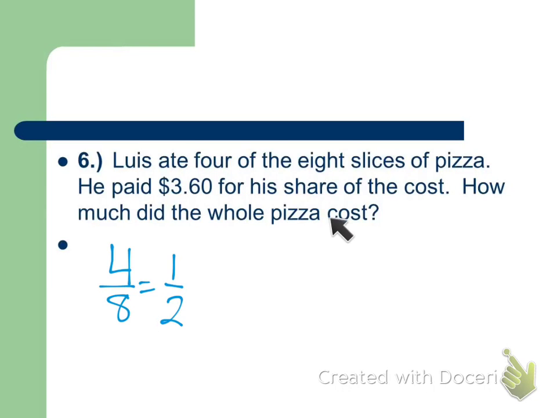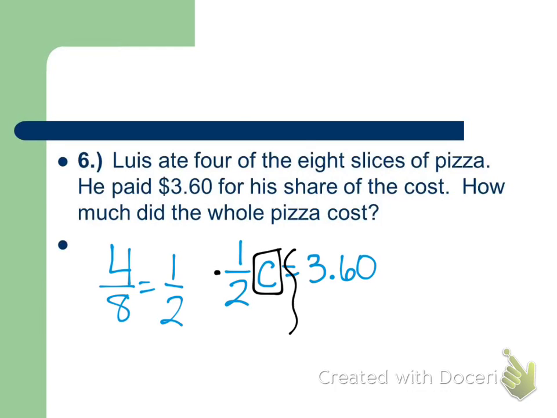We don't know how much the whole pizza cost, but we know that half of the cost was $3.60. So half of the cost of the pizza was $3.60 because that's how much Luis paid. In order to solve that, we need to multiply both sides by 2. And we get that the cost of the pizza would be $7.20.